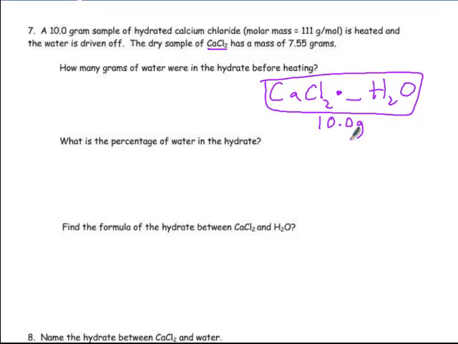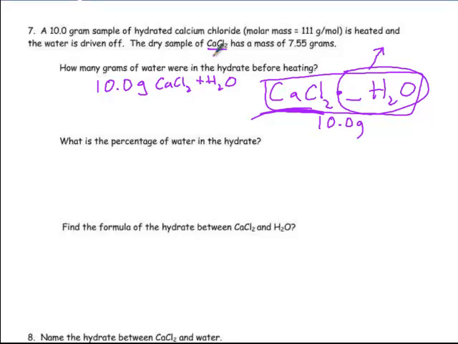And then we heat it. And then when you heat it, the water goes away. So you are left behind with the substance called now an anhydrate. So it goes from a hydrate to an anhydrate. All right, so how many grams of water? Well, I take the grams of the CaCl2 and the water.